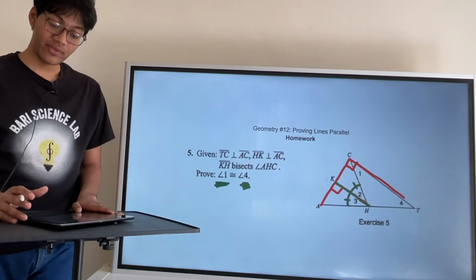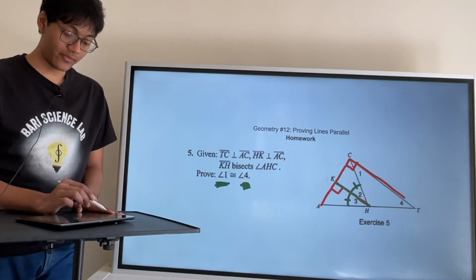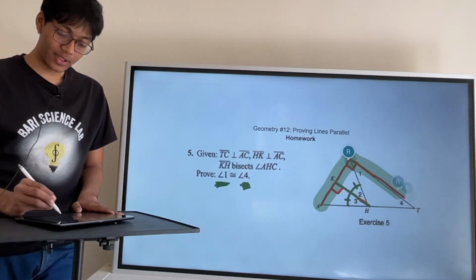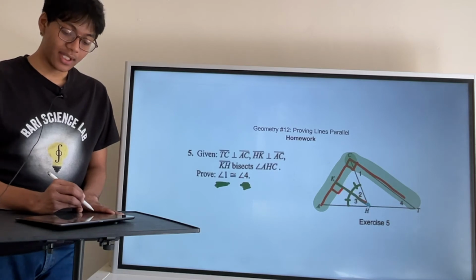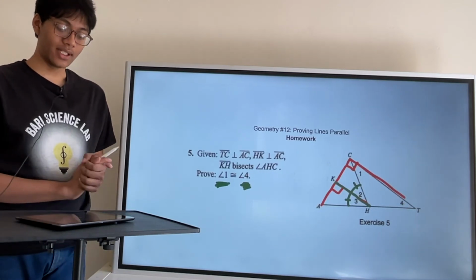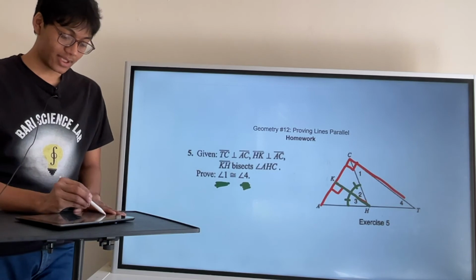So here's one piece of information you should use to your advantage. See this letter F looking shape? That tells us we usually have corresponding angles, right? And in fact, that's the case.